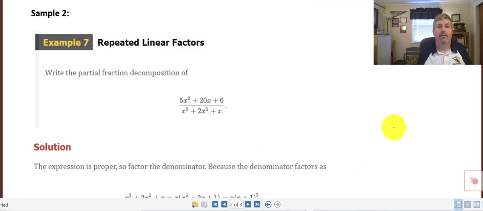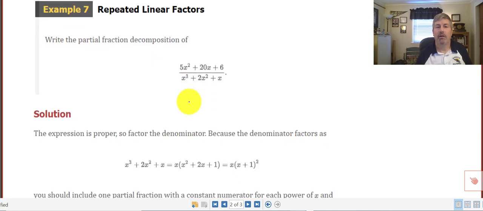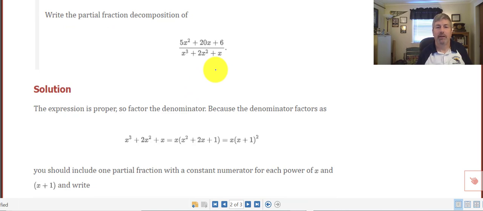Now we'll do a second example using repeated linear factors. You'll be asked to write the partial fraction decomposition of this fraction. And just like we did, we are going to go ahead and factor the denominator. That's going to be our first step. Our denominator has factors of x and x squared plus 2x plus 1.